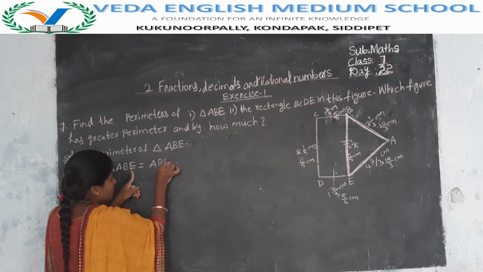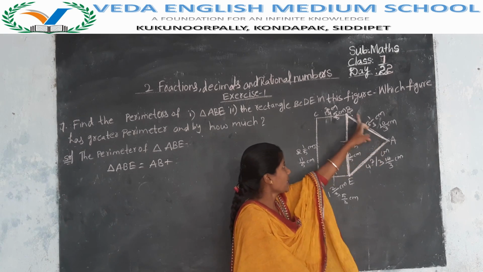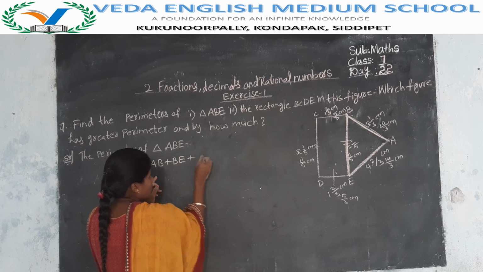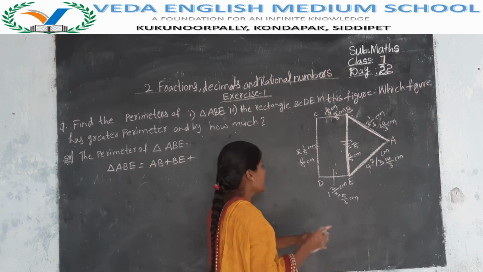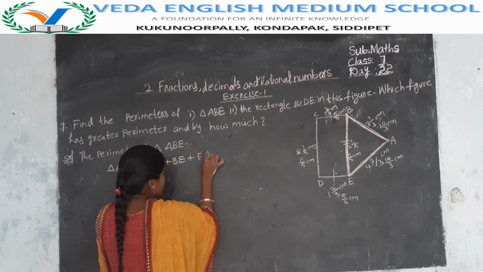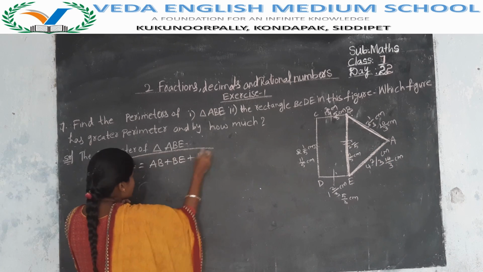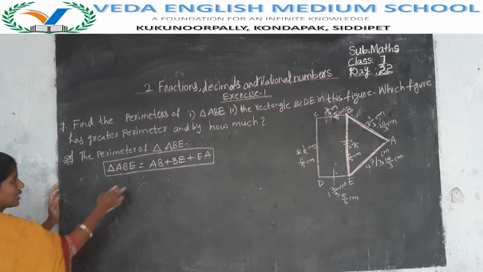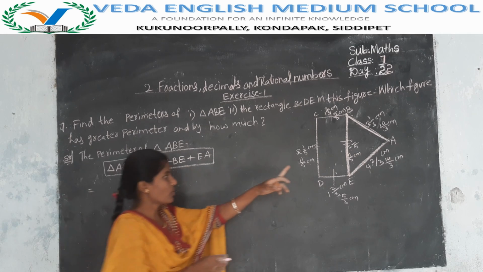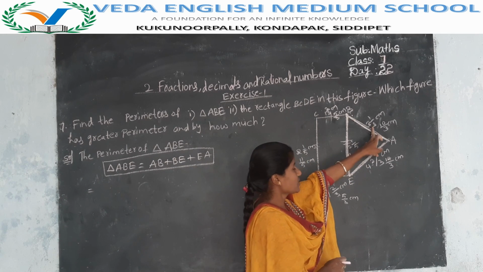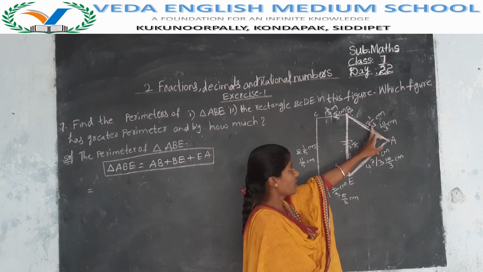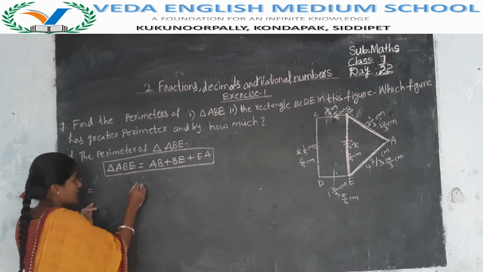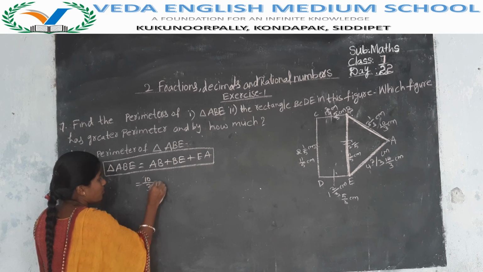AB plus, next AB has completed, BE plus EA or AE, write EA. So if you add these 3 sides, then you will get the perimeter of the triangle ABE. Next, AB. What is the length of AB? First they have given it in mixed fraction. We have converted the mixed fraction to improper fraction. We got 10 by 3. AB is equal to 10 by 3 plus.